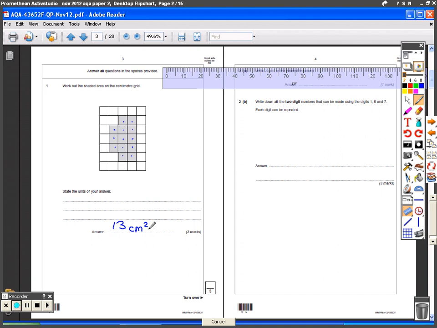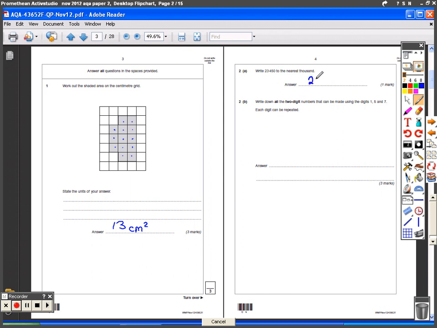Okay, question 2 says write 23,450 to the nearest thousand. So, 23,450 to the nearest thousand, well, it comes in between 23,000 and 24,000. Halfway would be 23,500, so it's obviously not reached halfway, so it's closer to round down to 23,000.